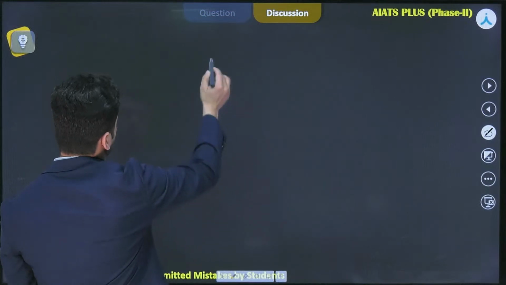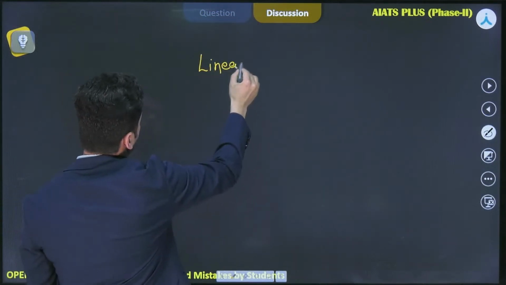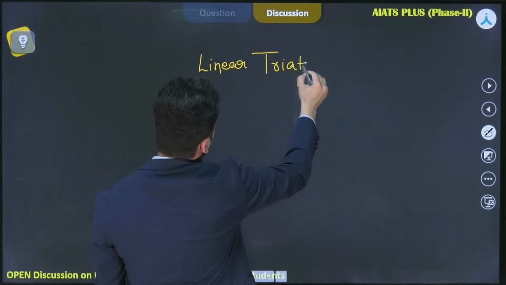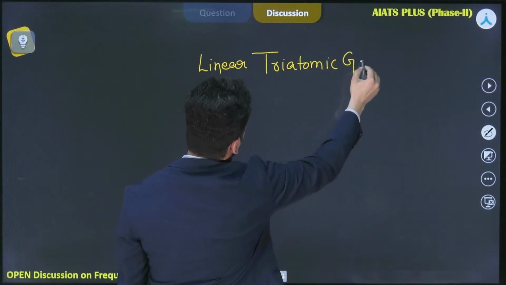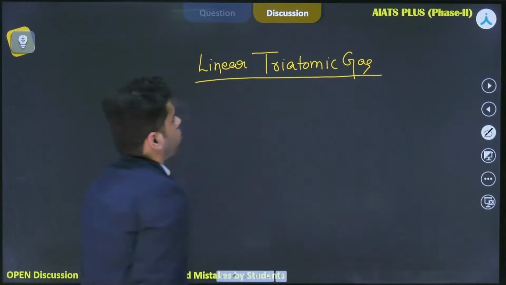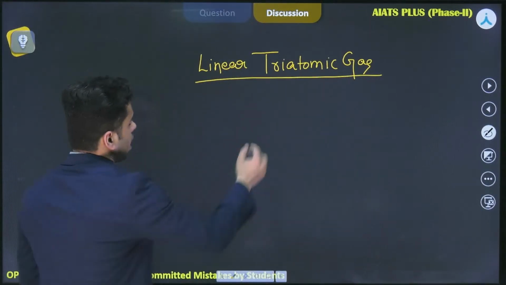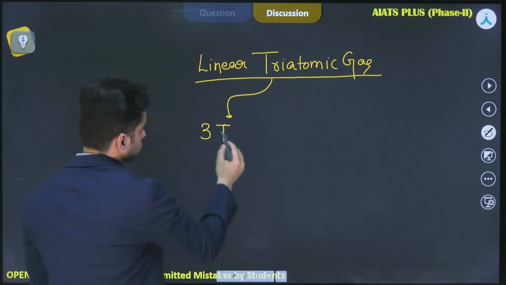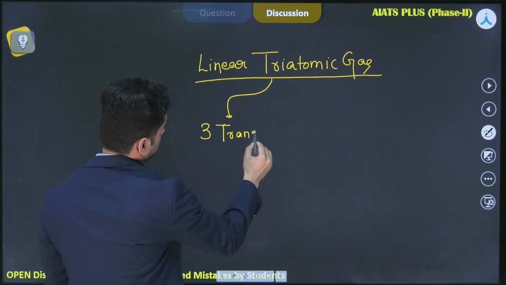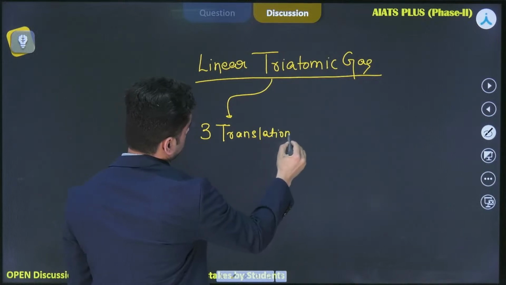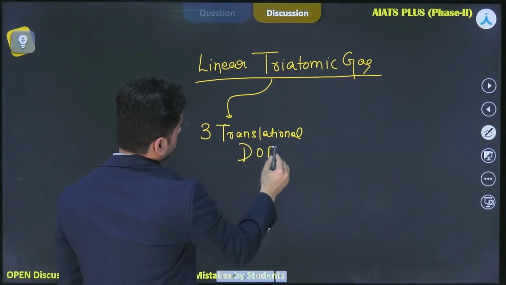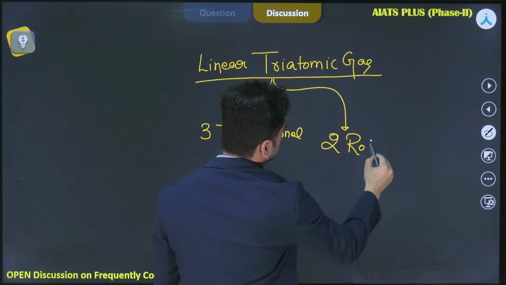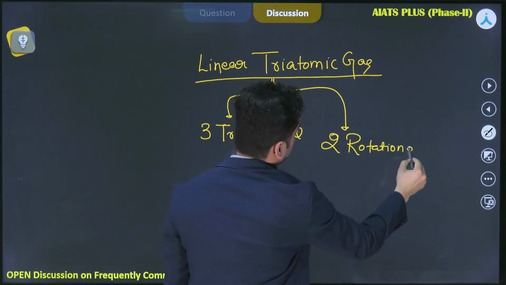So let's talk about the linear triatomic gas. So dear students, linear triatomic gas, first thing first, it will have 3 translational degree of freedom. And it will have 2 rotational degree of freedom.